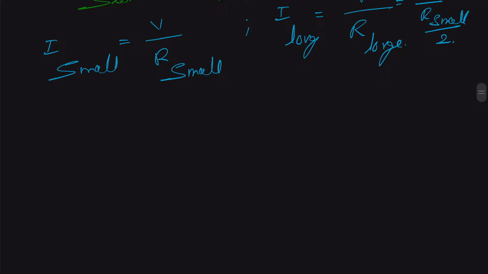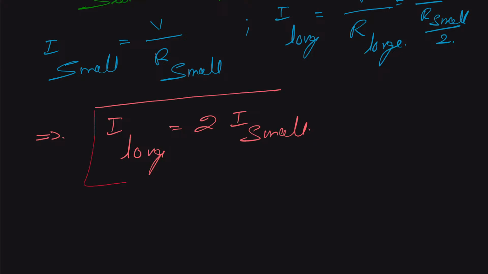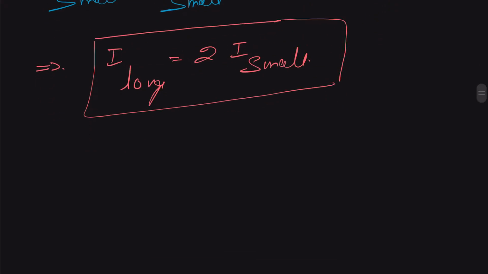Therefore we can say that the current in the large ring will be equal to twice the current in our small ring. So we got the relationship between the value of the current that will be flowing respectively in each ring. And now we can use the standard formula for the magnetic field at the center of a circular loop.